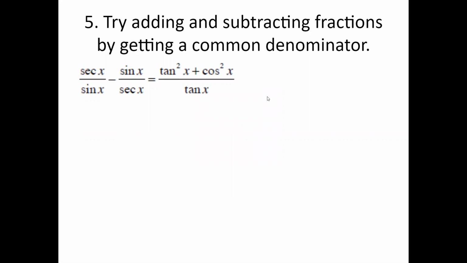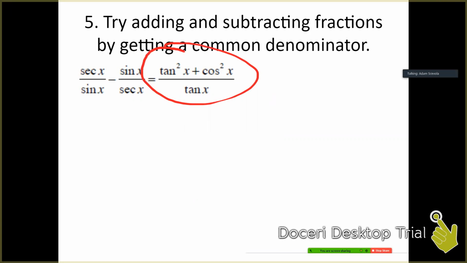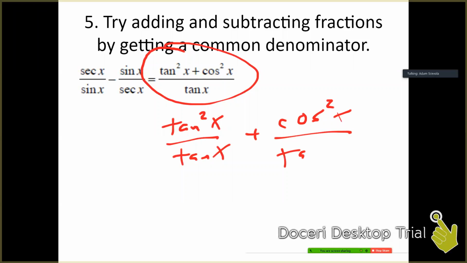All right. Number 5. Try adding and subtracting fractions by getting the common denominator. So we learned in a previous step that if we saw a fraction like this, we could break it up into 2 fractions. Now, I'm not going to say that we're going to do that here, but just reviewing a possible pathway towards getting the right answer. So that's one way we could approach this problem. Oh, this is the same rule. This is just another one.